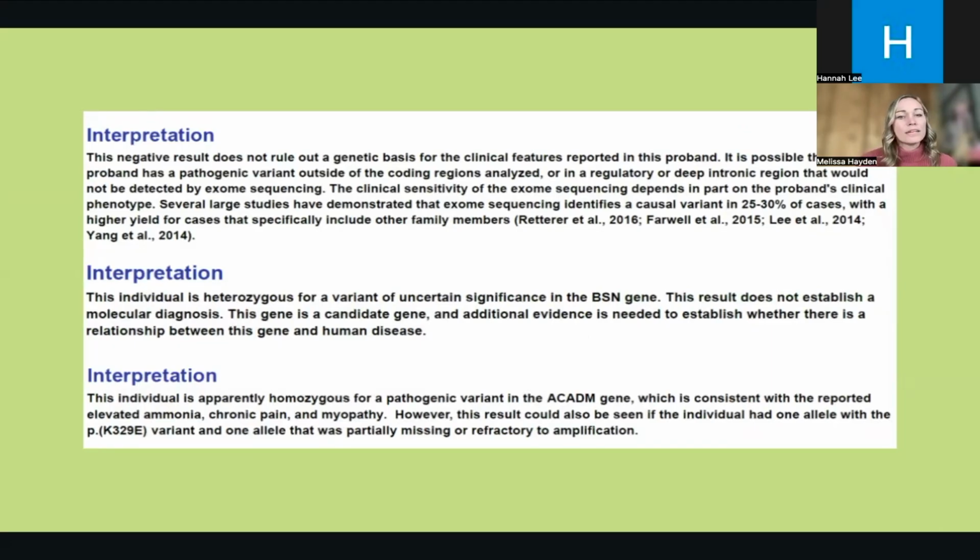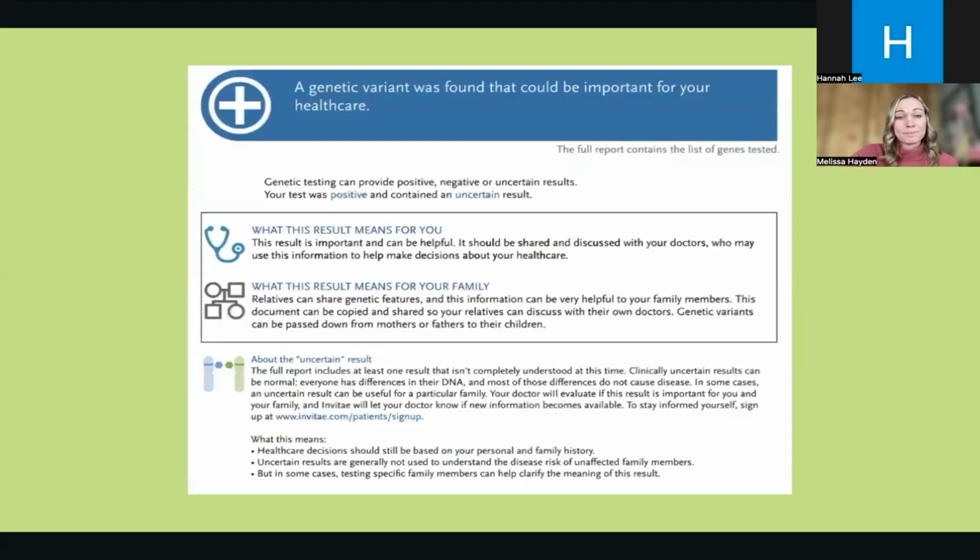Looking at the pathogenic result, this result indicates that the variant was associated with the clinical findings, giving us a primary finding, while the variant of uncertain significance result shows a variant in a gene that may be potentially associated with the clinical symptoms, but more information is needed. This could be an example of a candidate gene.